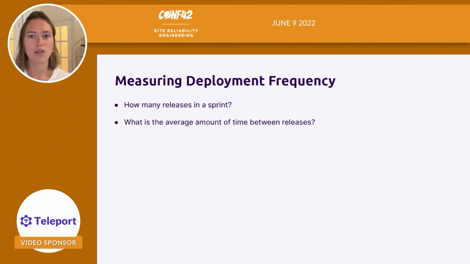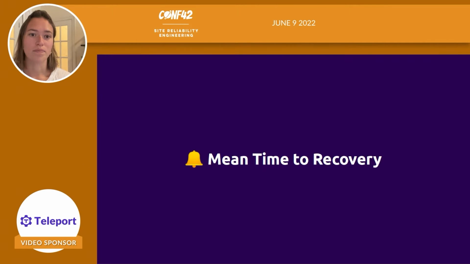And so you can do this by looking at GitHub. You can do it by looking at your deployments and seeing your pods. There's various ways to measure deployment frequency using whatever tools you're using today.